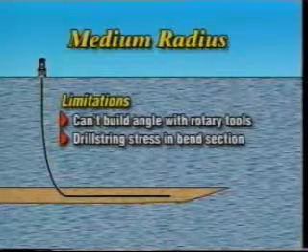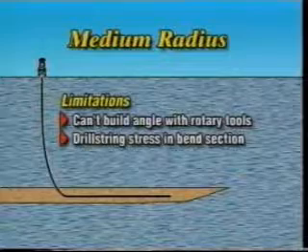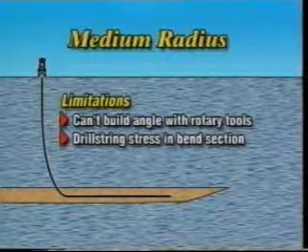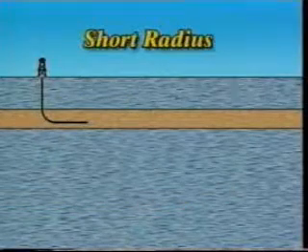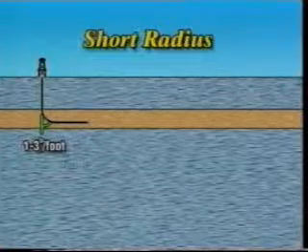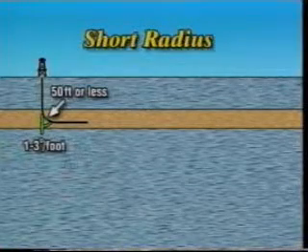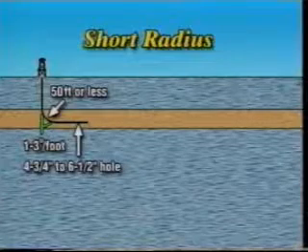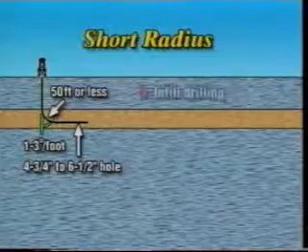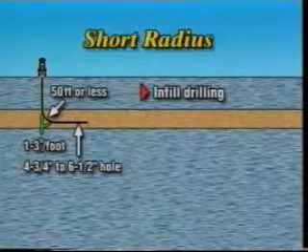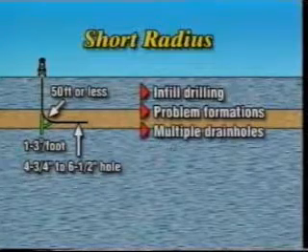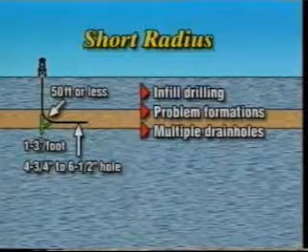Although there are no restrictions on bit type or coring capabilities, MWD applications are limited for hole diameters smaller than about 6 1/8 inches. The build rate angle on a short radius well may range from 1 to 3 degrees per foot. The radius of curvature may be 50 feet or less, with a hole size of between 4 3/4 inches and 6 1/2 inches. Short radius applications include infill drilling in depleted reservoirs, drilling shaly intervals or other trouble-prone formations, and drilling multiple drain holes from one vertical well bore.